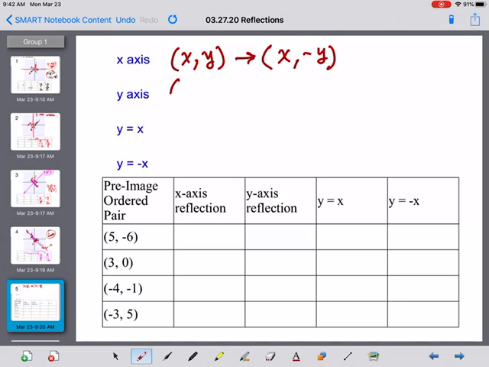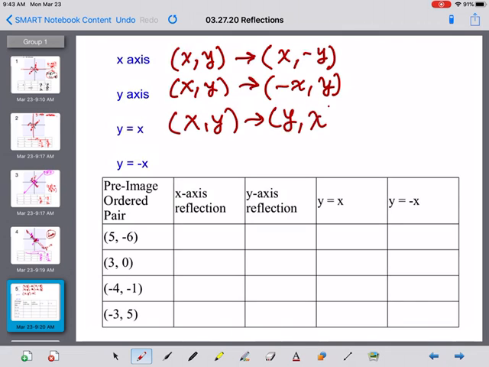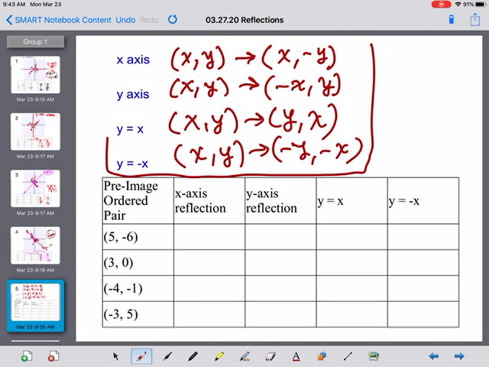Okay, y-axis. So (x, y) arrow, this is the full mapping notation that I would ask you to write out. And then that becomes (negative x, y). y equals x is (x, y) arrow (y, x). And then y equals negative x is (x, y) arrow (negative y, negative x). So that would be good to have in your notes. And as you're probably aware, our tests have now become open note tests. So this would be good to have handy.